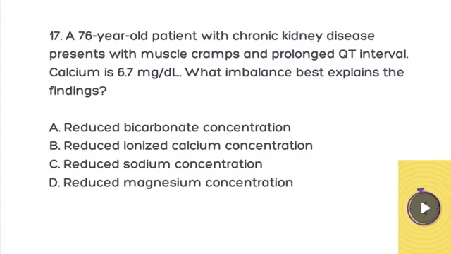So B is the correct answer. Low calcium is going to give us neuromuscular irritability and at the same time prolonged QT. A is incorrect because bicarbonate does not cause QT prolongation. C is incorrect because hyponatremia causes confusion, not QT changes. And D is incorrect because magnesium affects QT, but chronic kidney disease often raises magnesium.